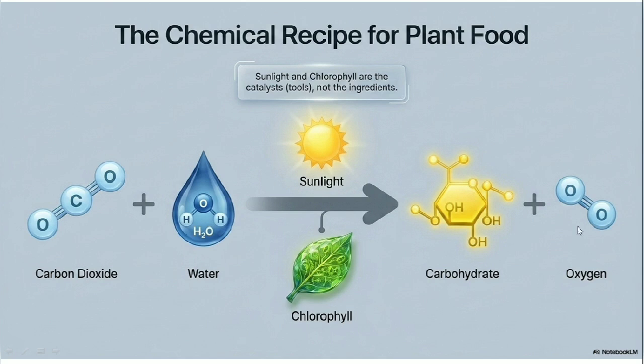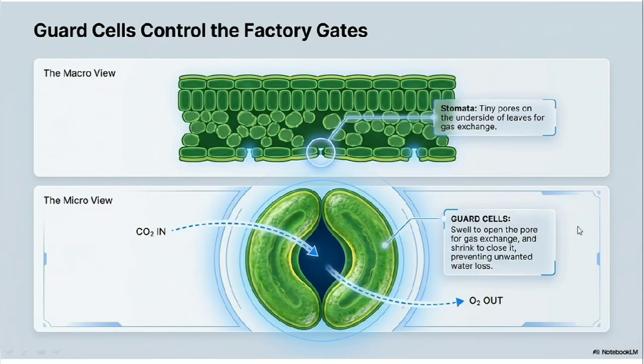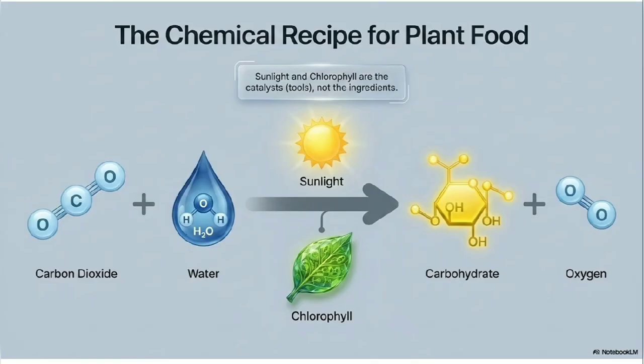So we can simply write it as carbon dioxide plus water, and in the presence of sunlight and chlorophyll, what do we get? Glucose, and oxygen is released into the atmosphere. The whole process we call photosynthesis.